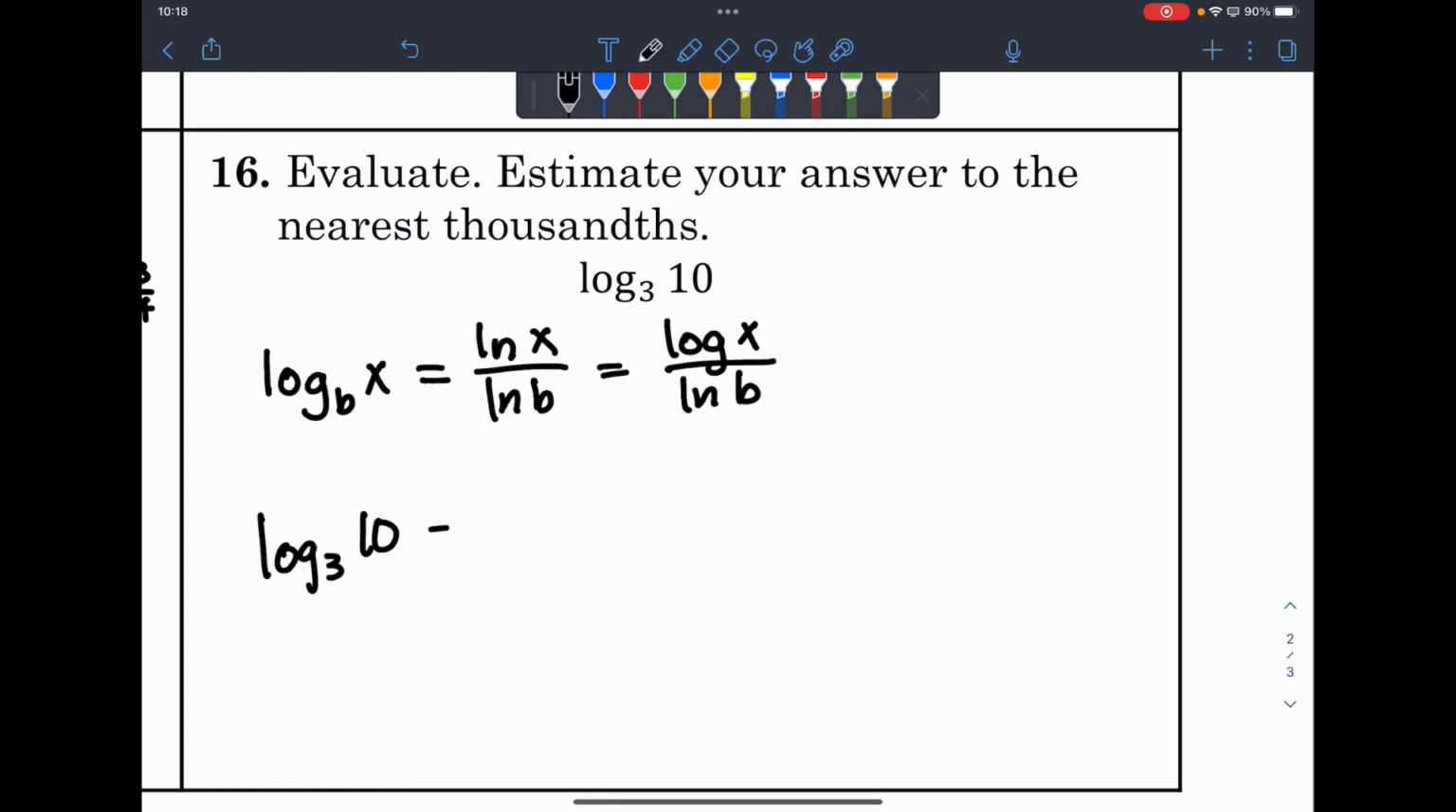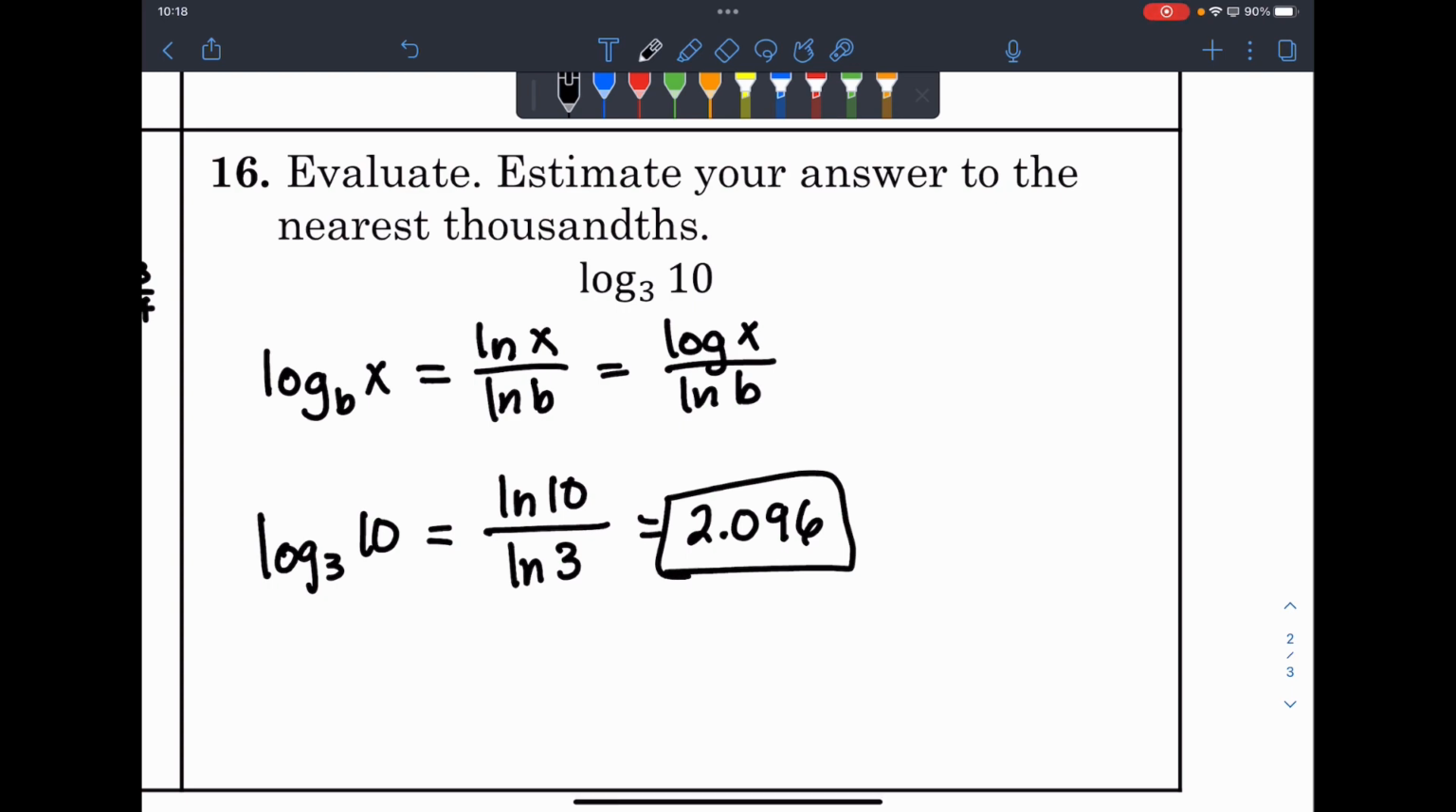So the way we're going to solve this is by taking the natural log of 10 and dividing it by the natural log of 3. And now I can actually plug this into the calculator. These keys, again, are on my calculator, and plugging this in, we get the value of 2.096. So there's your answer.